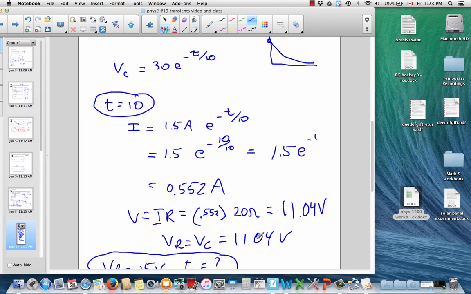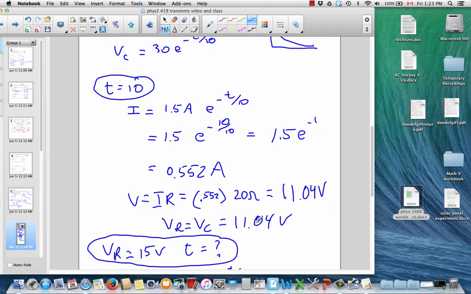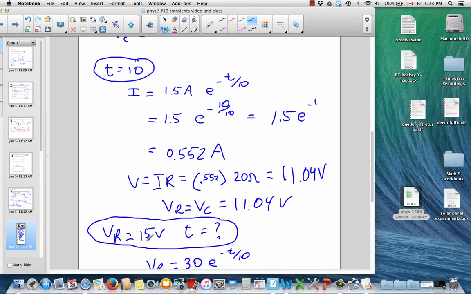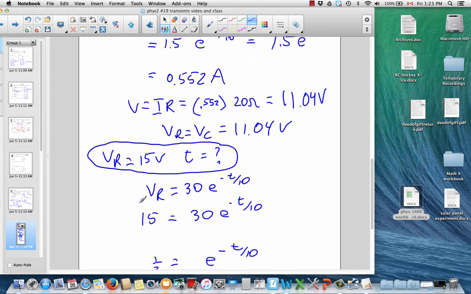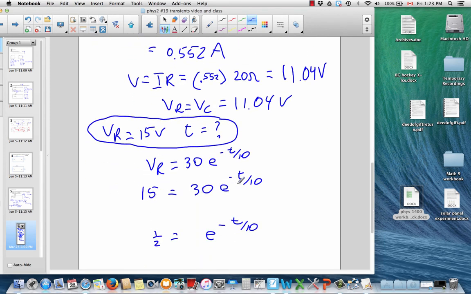The last task in this example was to say, okay, well, this is 11 volts of resistor voltage. At what point would the voltage have dropped to its half value of 15 volts? So we use the exponential decay equation for resistor voltage, and then we just put in 15 for the resistor voltage, and then it's a matter of solving. So we would first divide both sides by 30, so that would just give us a factor of a half on this side, and then to undo the exponential function, we would just take the natural log of both sides to try and solve for t.